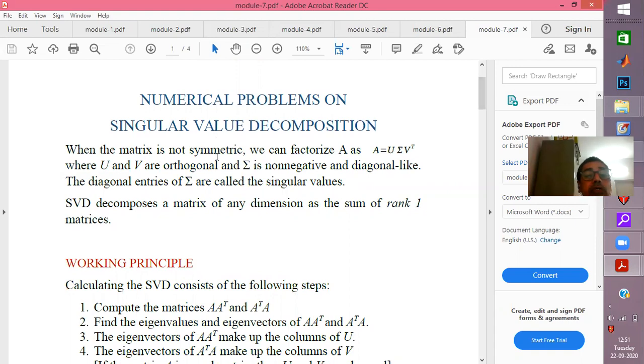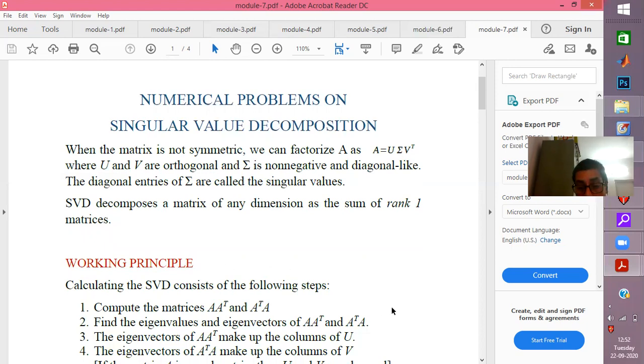Now, when the matrix is not symmetric, the factorization A is equal to U sigma V transpose will have U and V as orthogonal and sigma as a non-negative diagonal-like matrix. The diagonal entries of sigma are called the singular values, which will be the square roots of the eigenvalues of A into A transpose or A transpose into A. Of course, the student will understand easily that the sigma matrix will share the same dimensions as the matrix A.